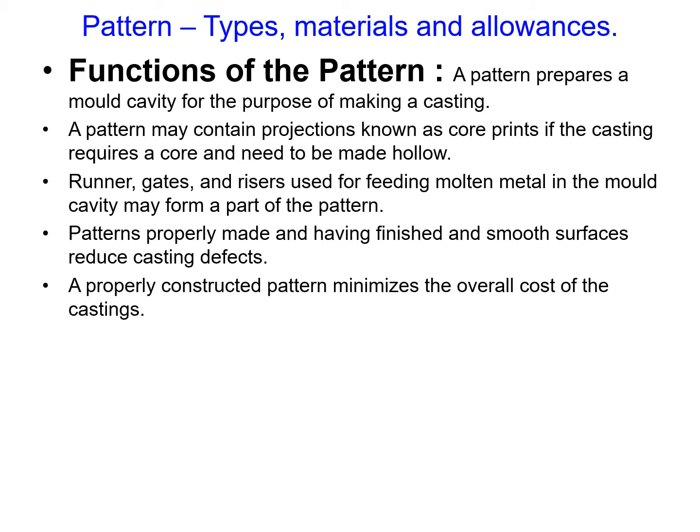Function of pattern. The pattern prepares a mold cavity for the purpose of making casting. A pattern may contain projections known as core print. If casting requires, the core needs to be made hollow. Runner, gates, and riser used for feeding molten metal into the mold cavity may form a part of the pattern. You can see in the previous slide. A pattern properly made and having a finished and smooth surface reduces casting defects. A properly constructed pattern minimizes the overall cost of casting.